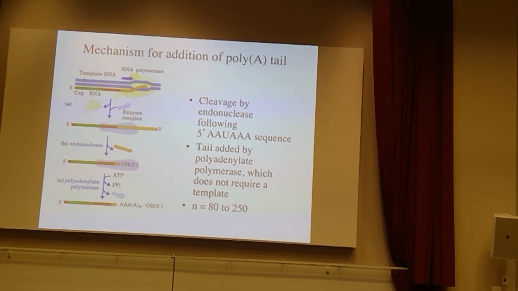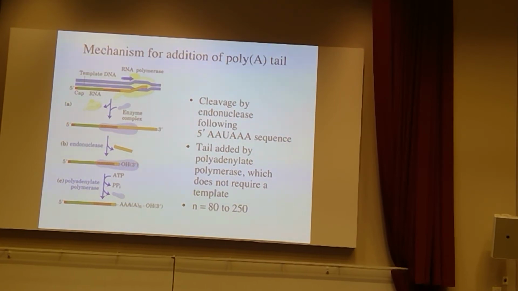Okay, so we've put on our 5' cap. We've removed all of our introns, and now we need to process the 3' end and add our polyadenylate sequence. There is a typical sequence, AAUAA. An endonuclease comes in and clips after that position, and that forms the proper recognition site for an enzyme called polyadenylate polymerase to come in.